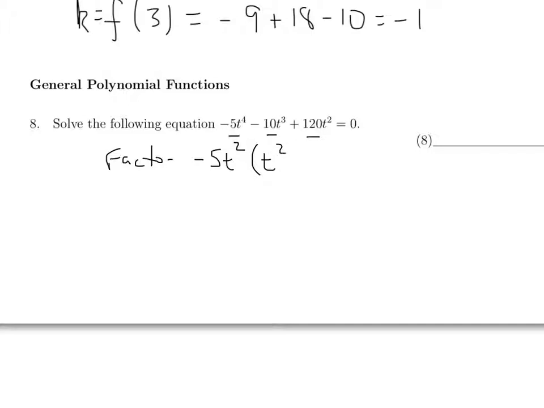What's left behind for the first term is t squared. And just stop and check. If we were to distribute this, the product of these two things, -5t squared and t squared, would be -5t to the 4th, which is this term.